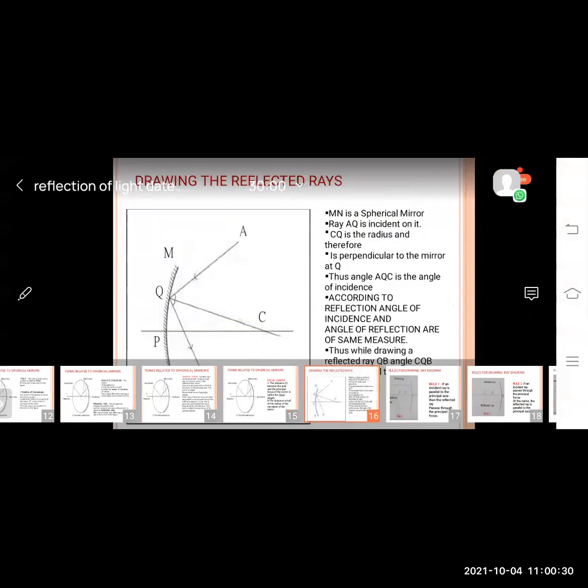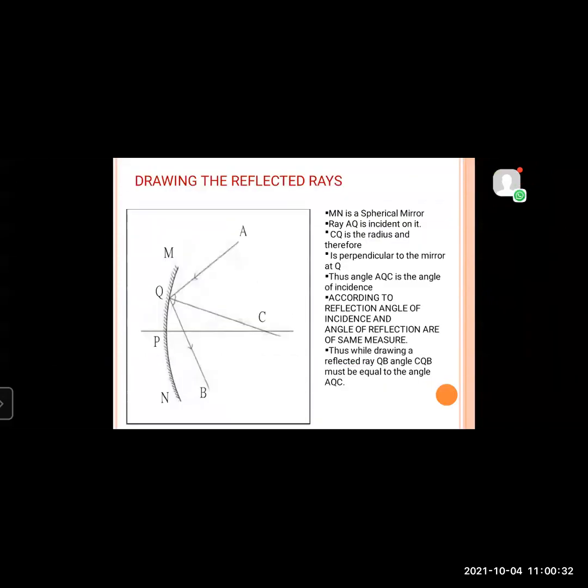After this, we are going to study drawing the reflected rays. MN is a spherical mirror. Just try to locate the capital letters M and N in the diagram. In MN you can see the lines of reflection. Whenever the incident ray and the reflected ray fall inside the curve, it is called a concave mirror. When it falls outside the curve, it is called a convex mirror.